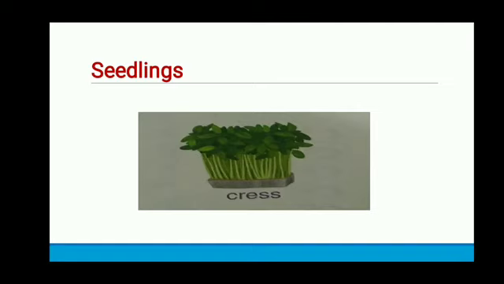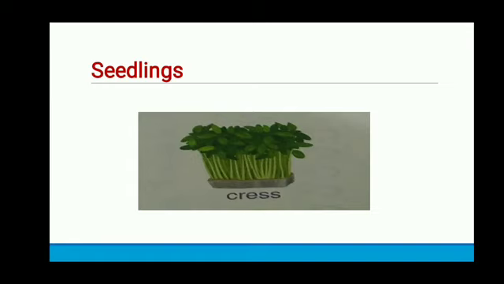Our next vegetable is seedlings. Class, those young plants grown from seed are called seedlings. Here we have an example of seedlings, that is cress. We eat it as a salad.